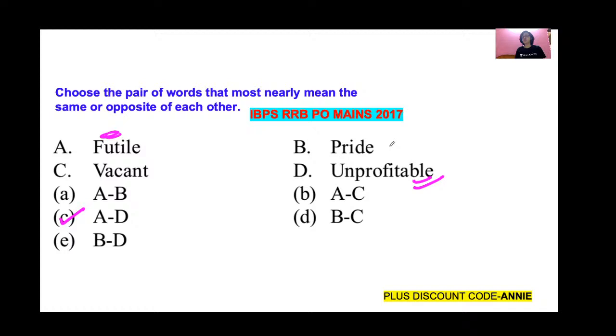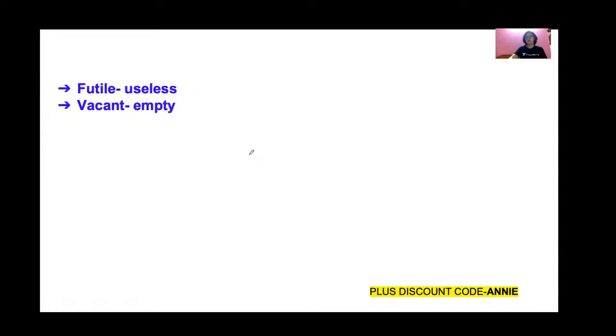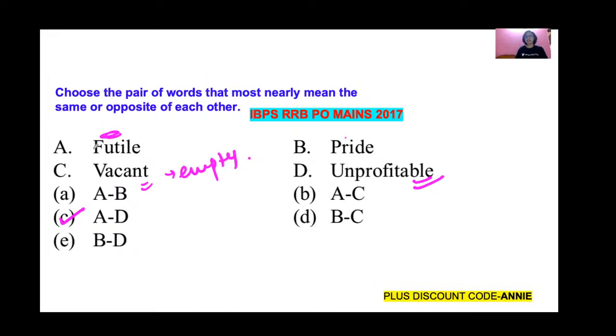Pride means to think oneself, to consider oneself superior. That is pride, ghamand in Hindi. And vacant means empty. So futile means useless, unworthy, not producing any profit, not producing any result, and vacant means empty. So these two, futile and unprofitable, are more or less similar words.